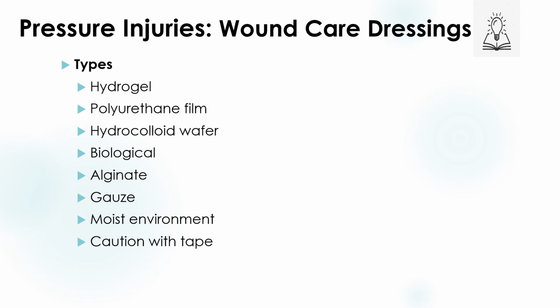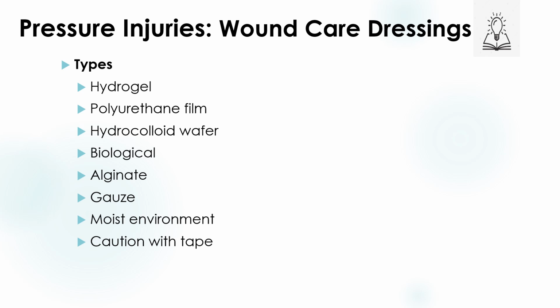Second, we have the polyurethane film. So these are transparent dressings that are made of thin, flexible polyurethane film coated with an adhesive. So they create a semi-permeable barrier that protects the wound from external contaminants while allowing oxygen and moisture vapor exchange. So polyurethane film dressings are ideal for superficial wounds, surgical incisions, and IV catheter sites.